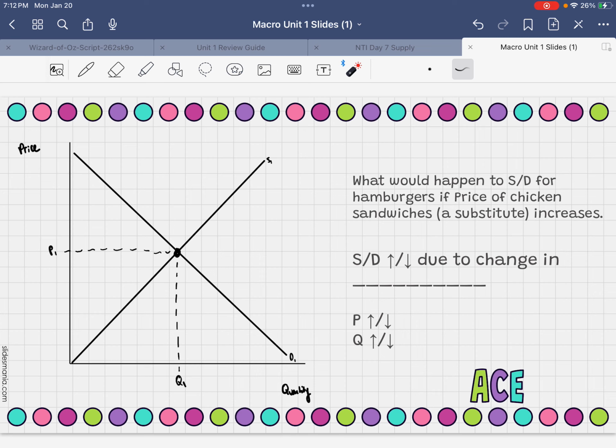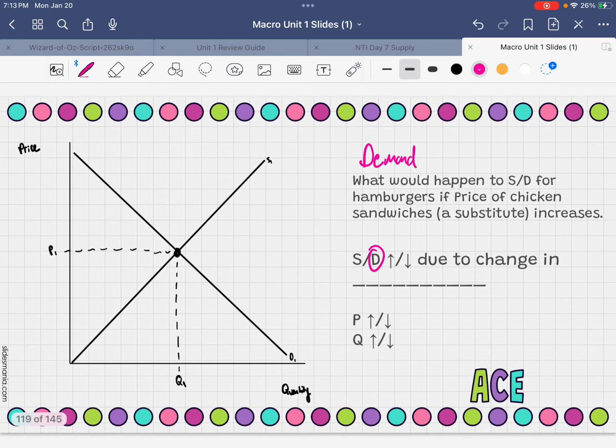So we have to determine: is this demanders buying it or producers supplying it? The price of chicken sandwiches, which are a substitute, increases. So this is not about them making hamburgers. It's about people buying chicken versus hamburgers. So this is going to be a demand change. So I'm going to write demand.